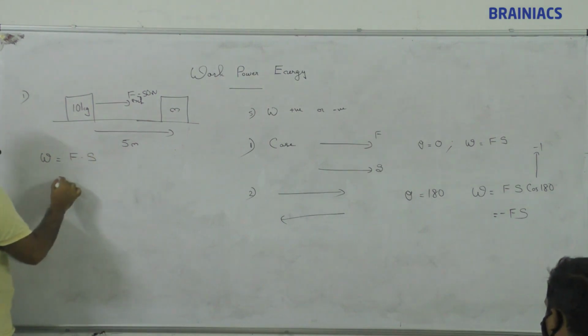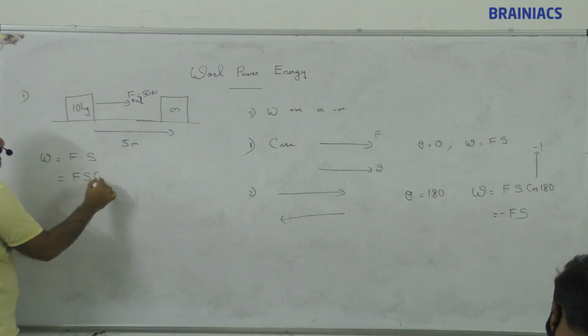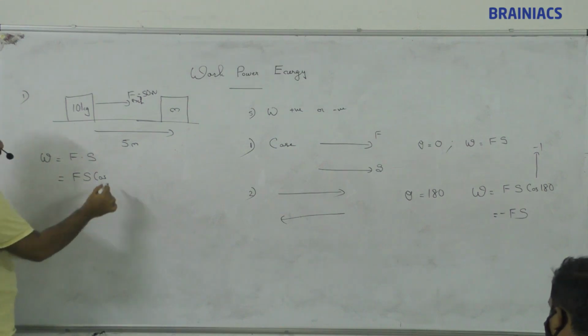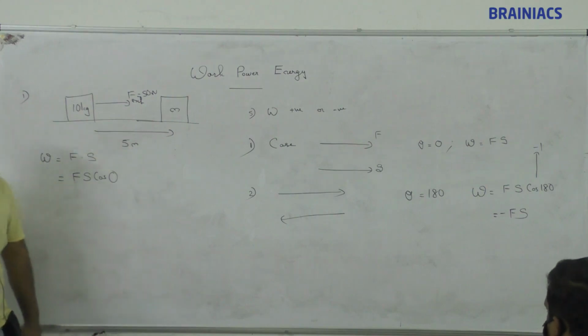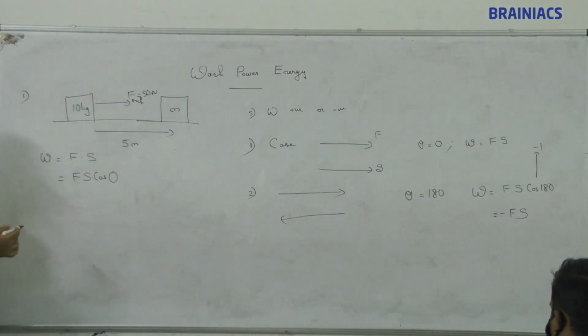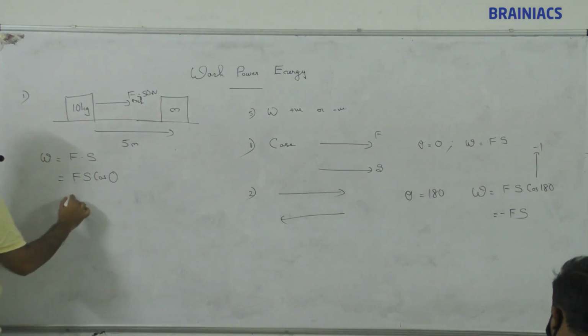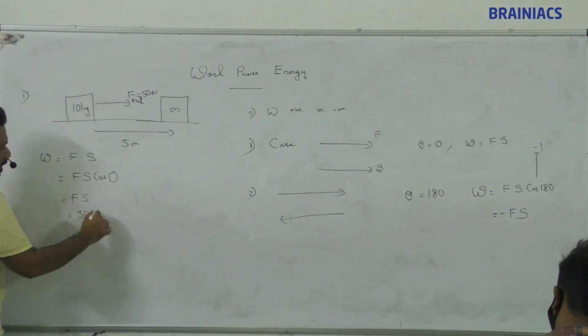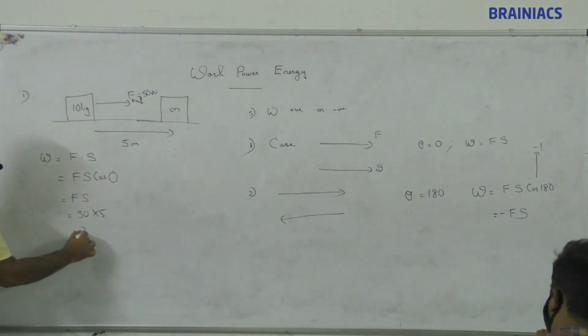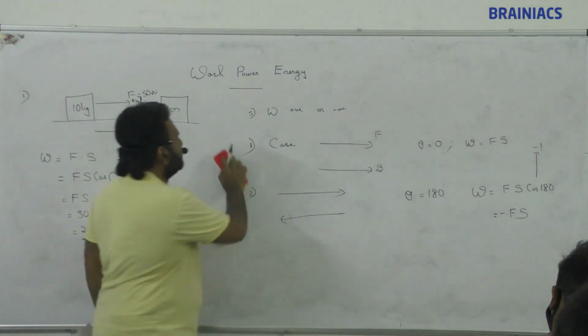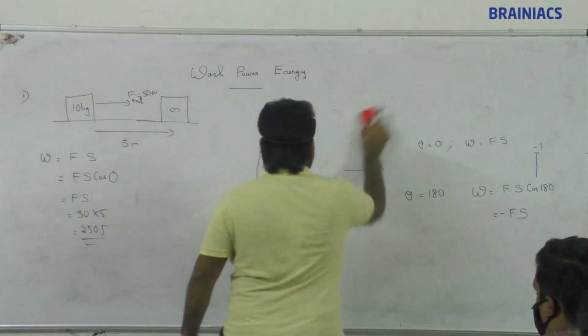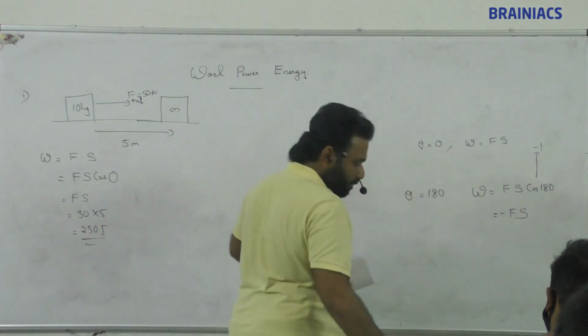F dot S, F S cos theta. What is the angle? All these basic things, so that if someone is there without this knowledge, they should understand. Please respond so you will move fast. So this is just F S. This is going to be 50 into 5, which is 250 joule.